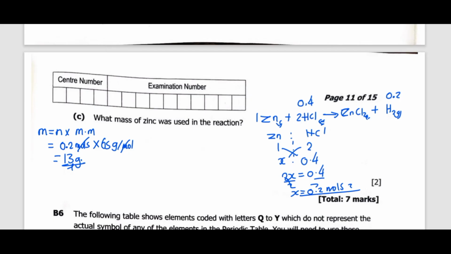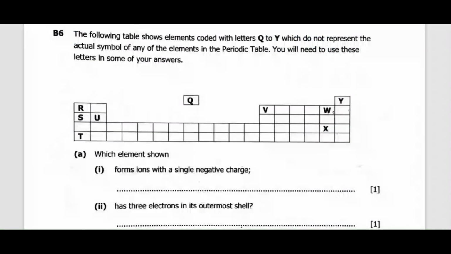Then the other point that I would like to share with you is, since we have the number of moles for hydrogen, so hydrogen is 0.2. Since hydrogen has the mole ratio of 1, then zinc also has the mole ratio of 1. So these two will have the same number of moles. Whenever you have two substances with the same mole ratio, they are going to have the same number of moles.